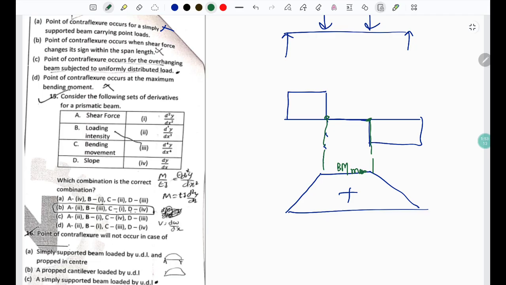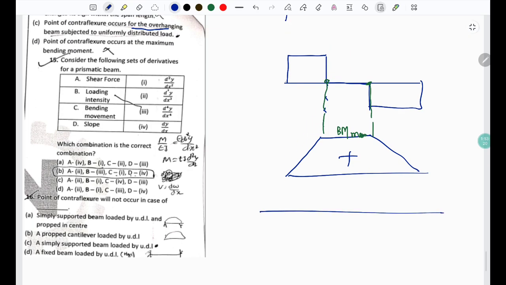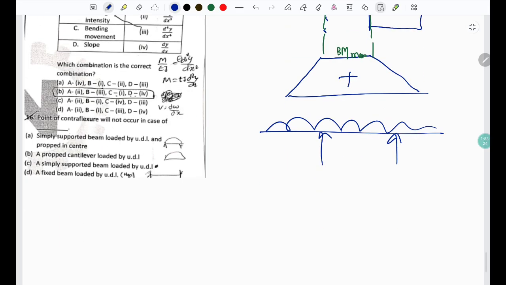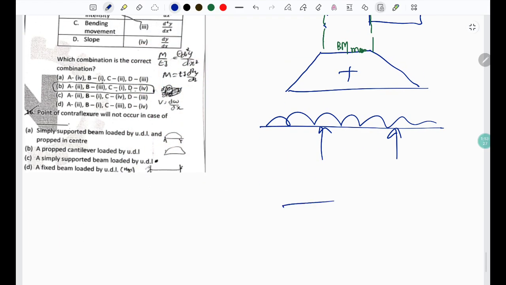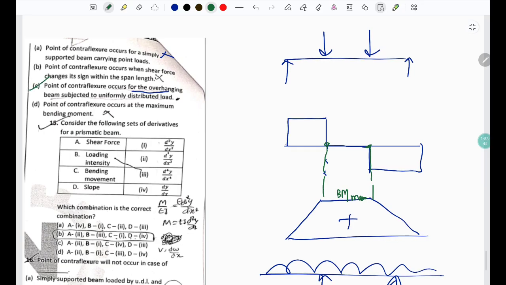Then the third statement says that the point of contraflexure occurs for an overhanging beam subjected to UDL. Yes, in case of an overhanging beam with UDL, the bending moment goes something like this, and hence there is a change of bending moment from hogging to sagging or sagging to hogging. Hence statement C is correct.